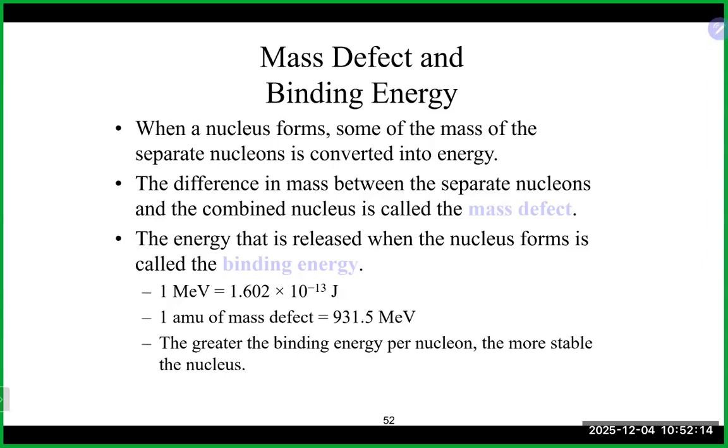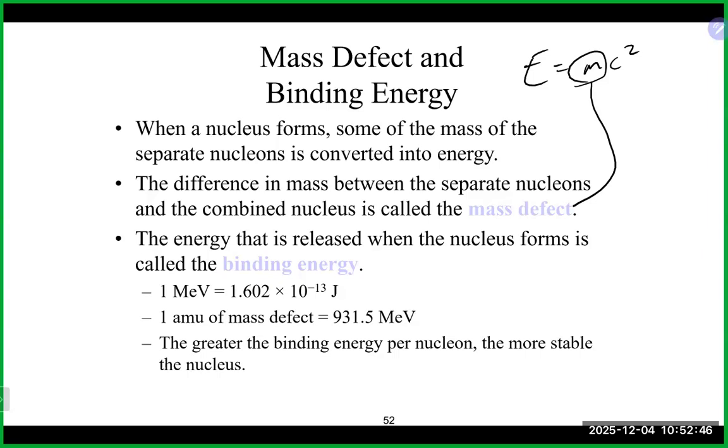So when a nucleus forms, there is a difference between the mass of the separate nucleons, which again are your protons and neutrons, and really the mass of the isotope itself. And that slight difference of mass is going to be converted into energy via Einstein's equation. That difference in mass is what's known as the mass defect. So when we look at Einstein's equation in this application, the mass defect is what would go into that spot right there.